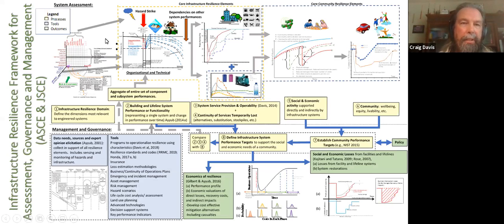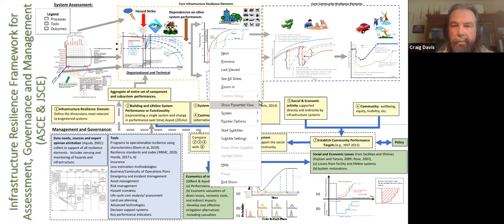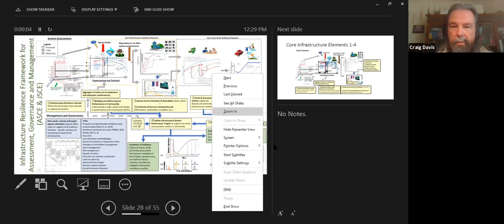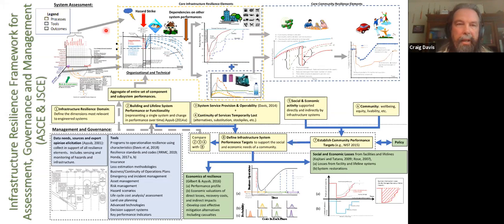Okay, so what we have at the top is system assessment. We have a legend. This diagram shows processes, tools, and outcomes. It is cut in half across the middle by a horizontal line, because below that we have management and governance.